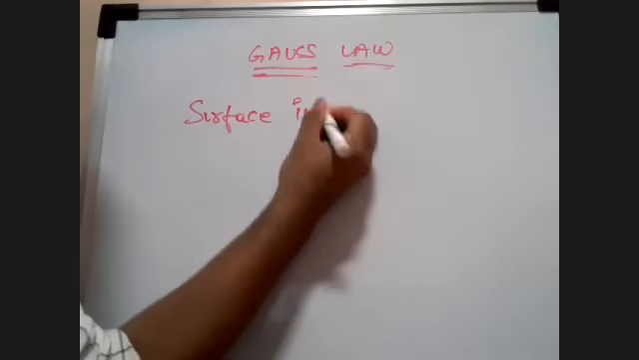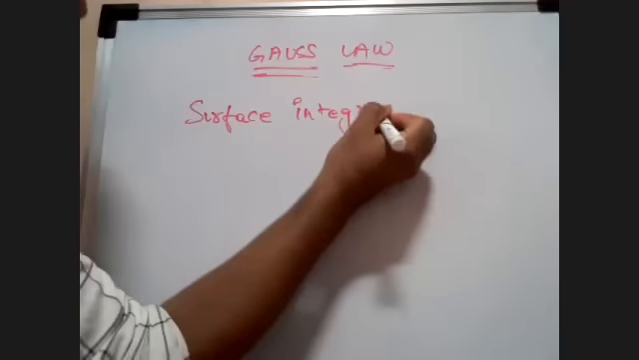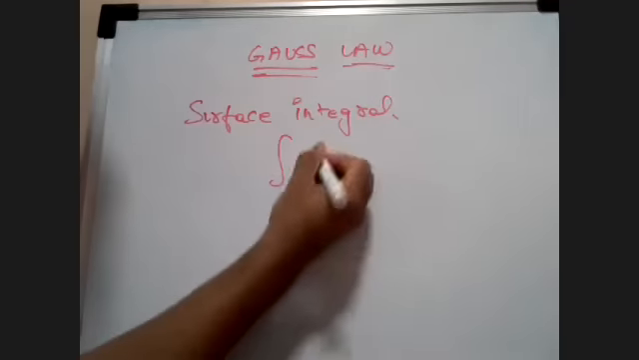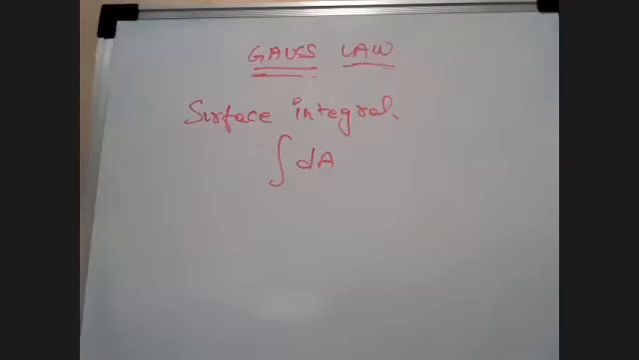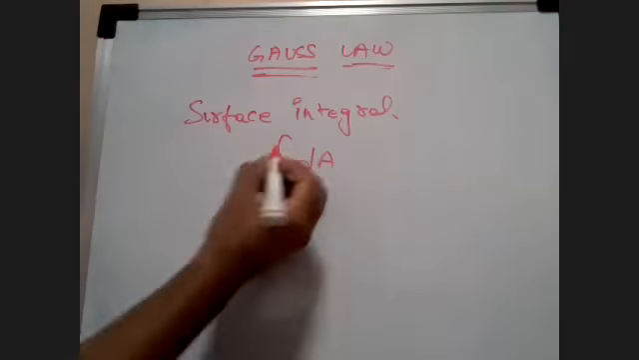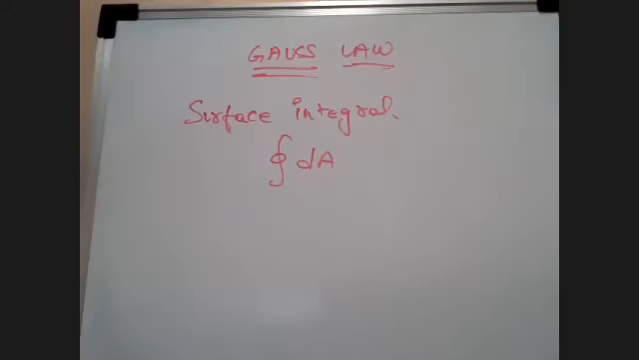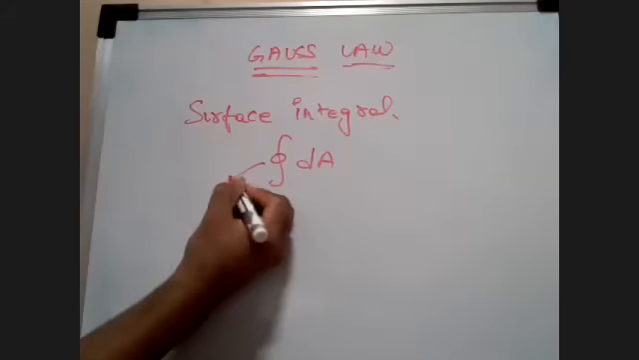What is the meaning of surface integral? Whenever you are integrating over a particular surface, let's say dA, and it is a closed surface, we show it with a small circle sign around the integration. This simply means that it is a closed surface.